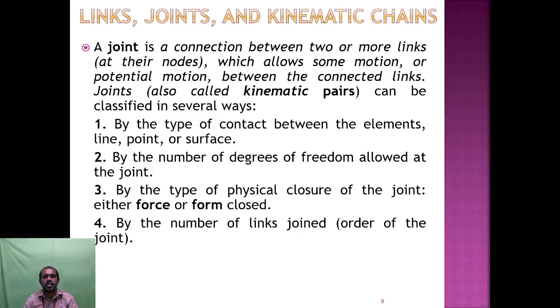And the second one is by the number of degrees of freedom allowed at the joint. Okay, it's very important. We consider the degrees of freedom. And the third one is by the type of physical closure of the joint, either force closed or form closed. And the last one is by the number of links joined, in order of the joint, and so on.